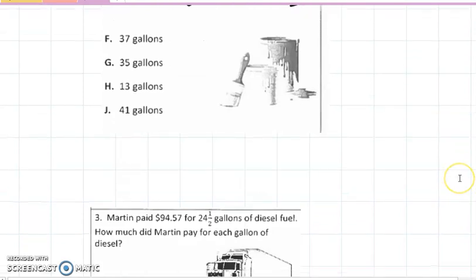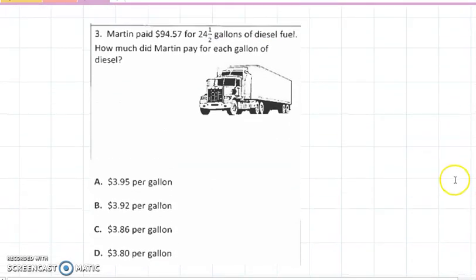All right, number three. I'll read the question and answer choices. Martin paid $94.57 for 24.5 gallons of diesel fuel. The question is, how much did Martin pay for each gallon of diesel? The answer choices are A, $3.95 per gallon; B, $3.92 per gallon; C, $3.86 per gallon; or D, $3.80 per gallon. This is a very straightforward question.